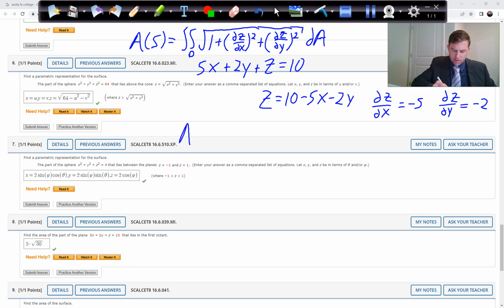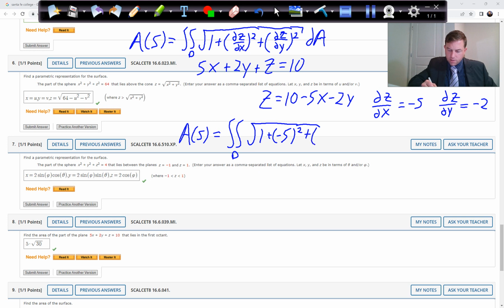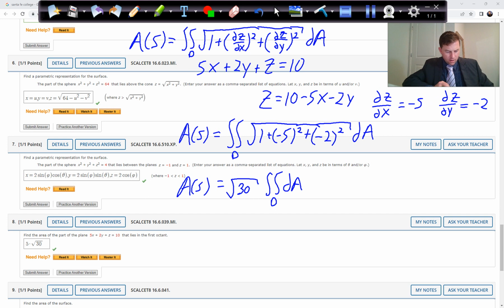So we're going to get the area of the surface is going to be this double integral across region D, square root of 1 plus dz dx is -5 squared from the formula, plus dz dy is -2 squared from the formula, dA. And I'm going to pull it out of the integral in fact, 25 plus 4 plus 1 is root 30 times the double integral of this differential area. And we can find that area. So it lies in the first octant.